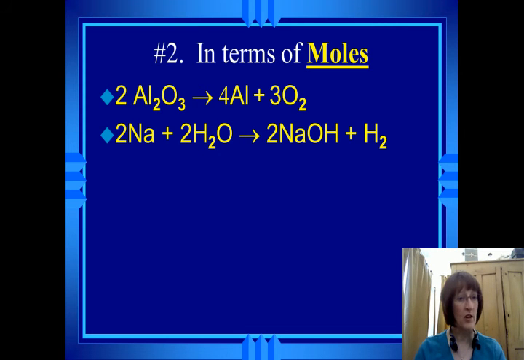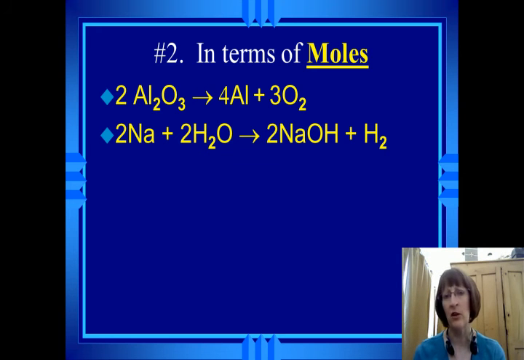2 moles of sodium plus 2 moles of water produces or yields 2 moles of sodium hydroxide and 1 mole of hydrogen. Now, do the moles stay the same on each side of the equation? No. You've got 2 moles and 2 moles on the left, so that's 4 moles on the left, and 2 moles and 1 mole on the right.